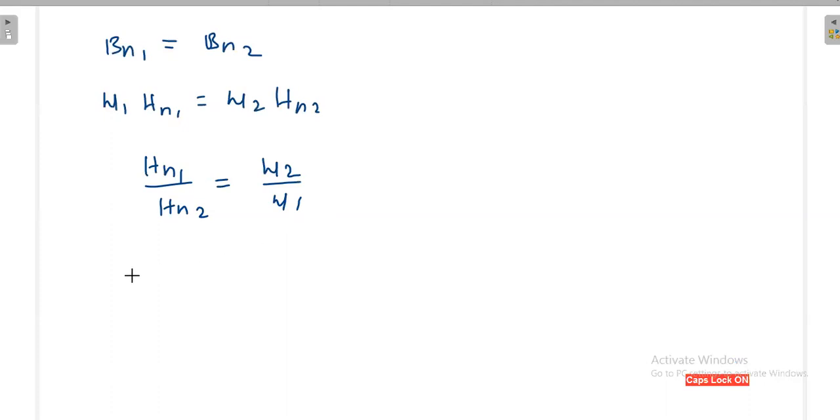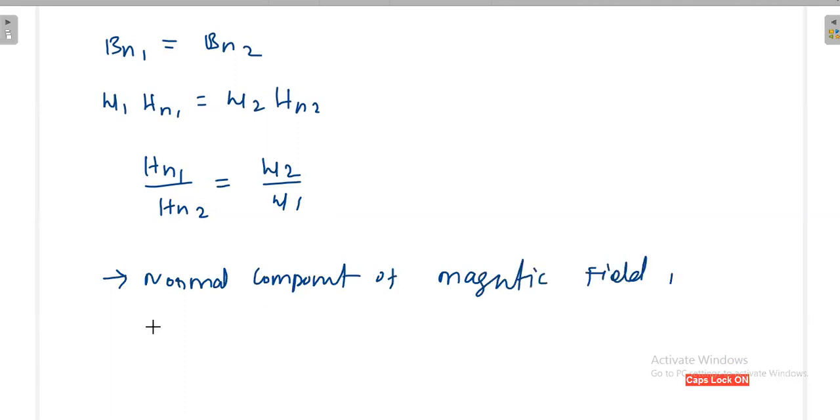From this what you are observing, the normal component of magnetic field is discontinuous at the boundary. Discontinuous at the boundary.